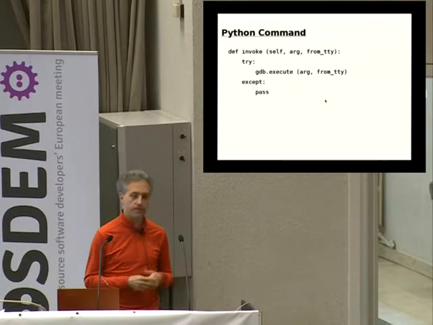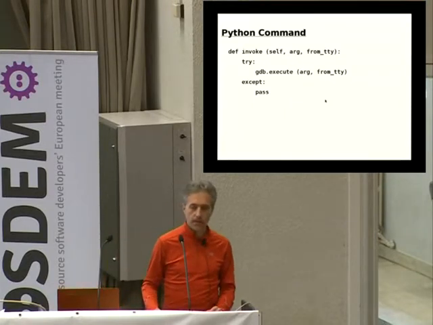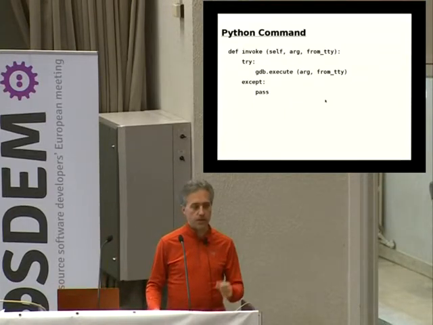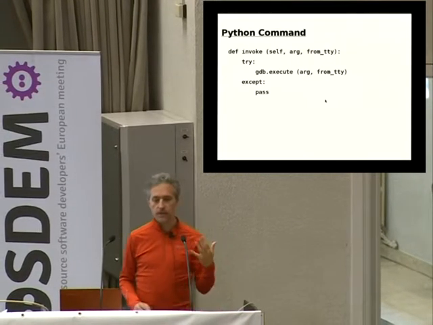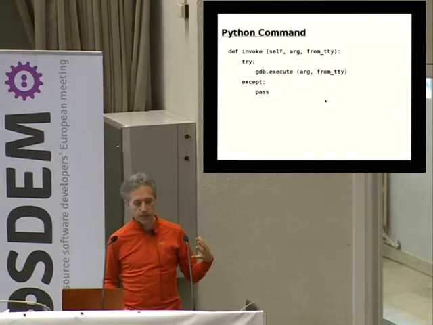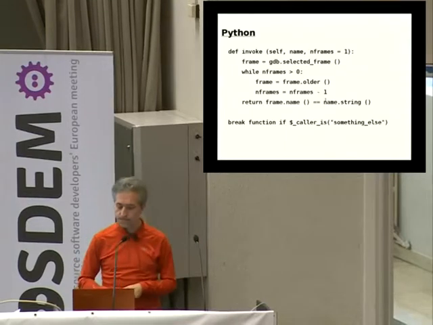Now, why is that useful? The way it's useful is that GDB has a lot of knowledge about your program. Sometimes knowledge that your program does not have. And historically, it was very difficult to script and get this information from GDB and use it in a programmatic way. My favorite example is this function.